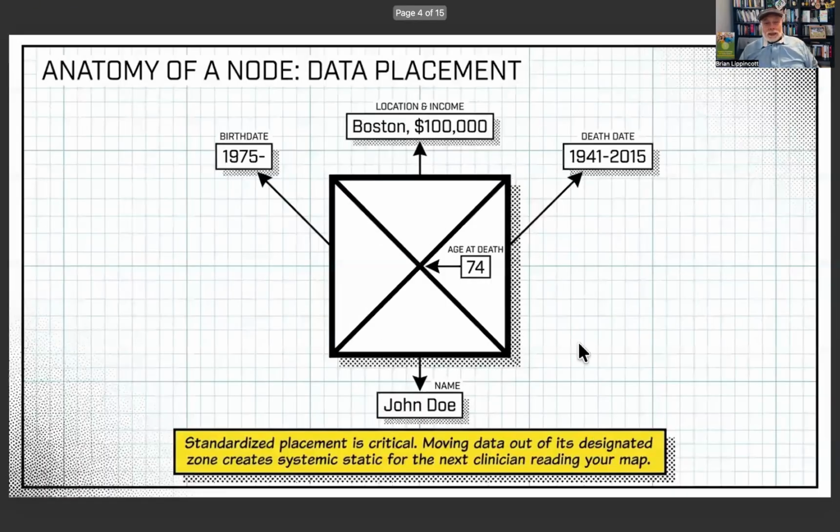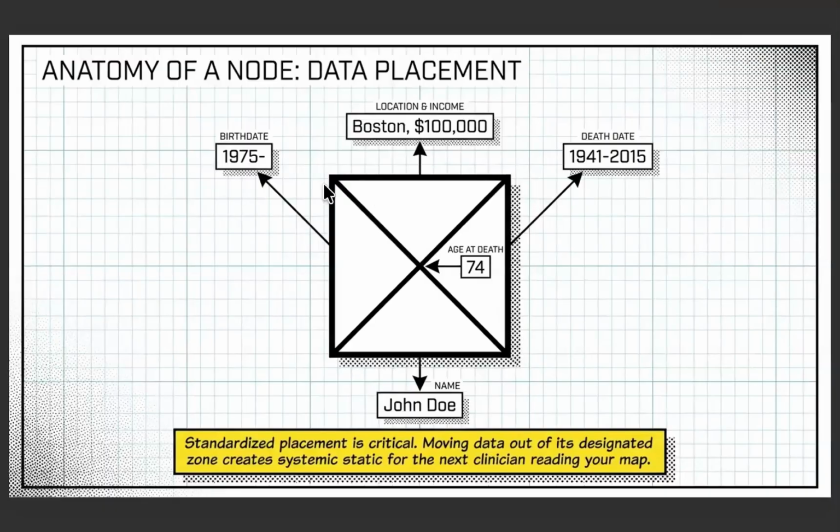Now, the anatomy of a node, the data placement. On the upper left side, we put the birth date. In the middle area above, we put the location and the income, socioeconomic class or whatever. And then we have the death date on the right, the age at death, 74, and the name John Doe. This standardized placement is critical. Moving data out of its designated zone creates systemic static for the next clinician reading your map.